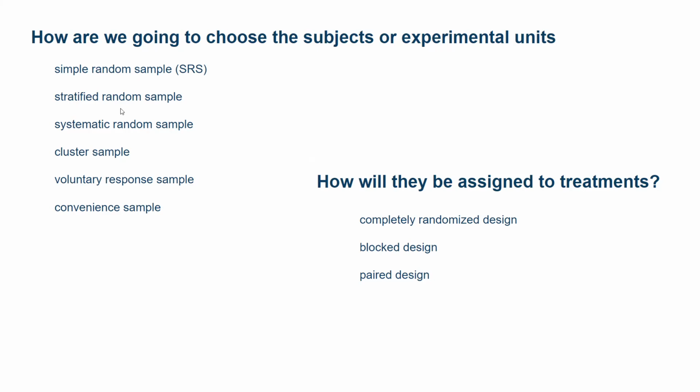So it's breaking up the population into strata or into like groups, and then choosing an SRS from each of those groups.